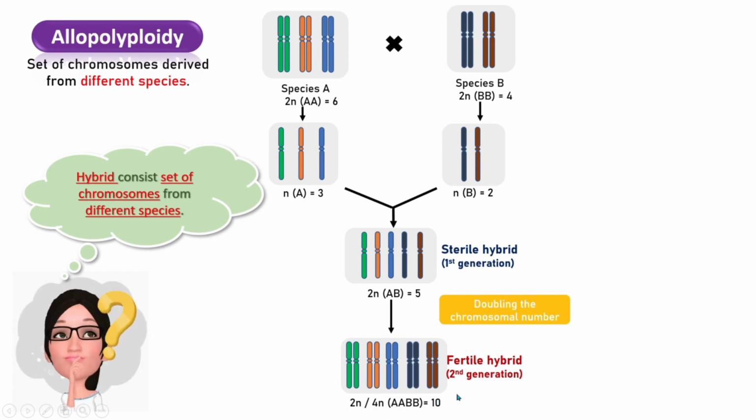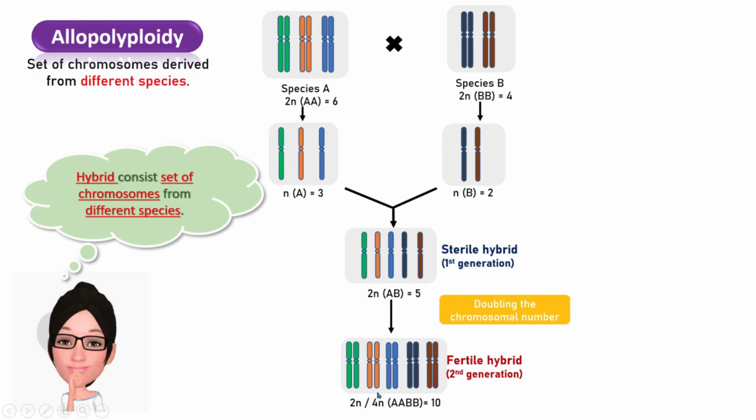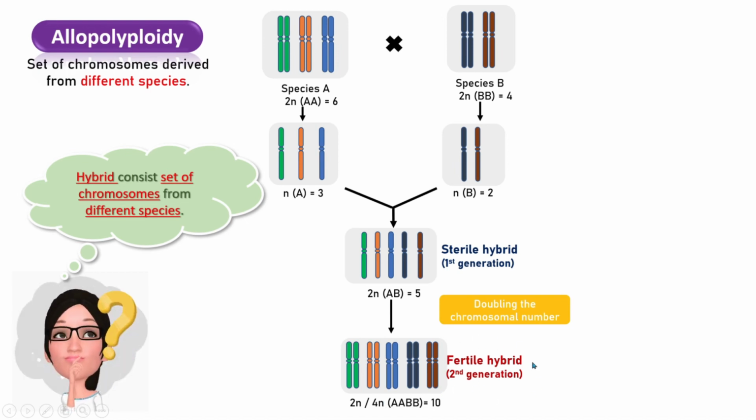equal to 10 chromosomes. Why 2n? Because each chromosome is in pairs. Why 4n? Because there is 1, 2, 3, and 4, 4 sets of chromosomes. So you can use either 2n or 4n in the fertile hybrid, second generation.